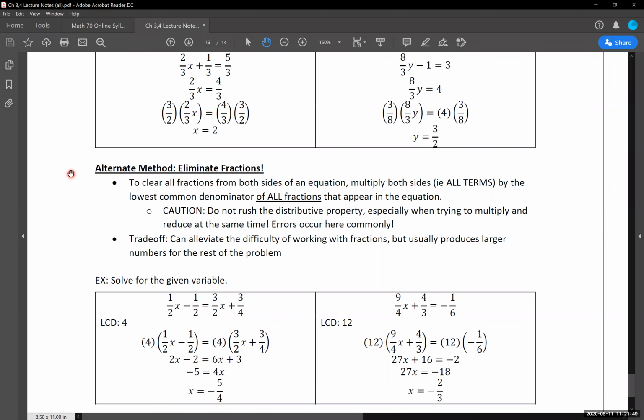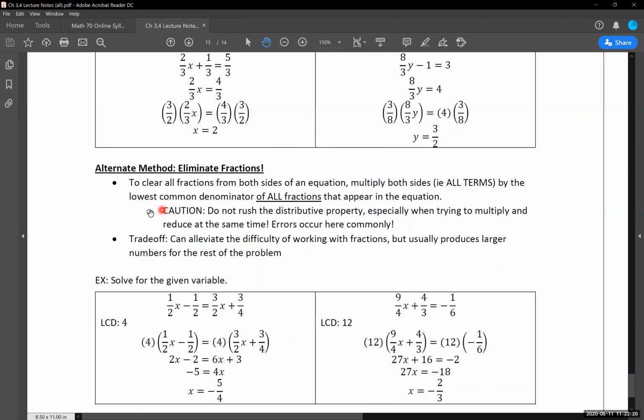So the way we're going to clear all the fractions from both sides means we need to multiply both sides, meaning every single term, all the terms that we have showing up, by the lowest common denominator of all fractions that appear in the equation. So this can only happen after we have fully simplified both sides of the equation and before we start adding or subtracting things to both sides of our equation.